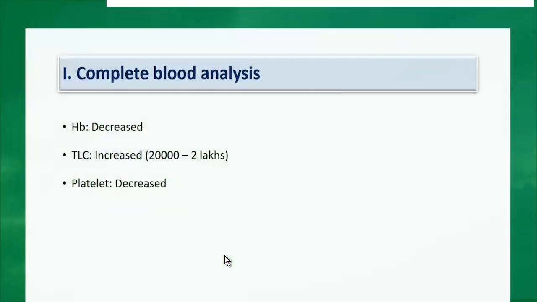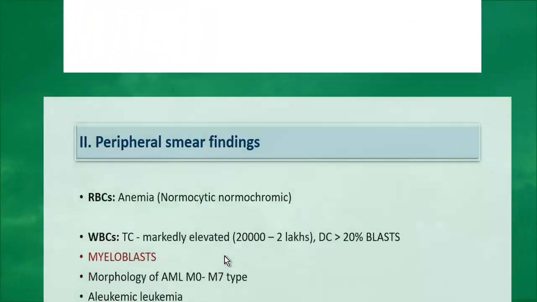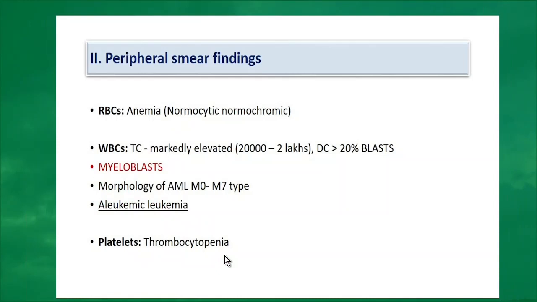Now in AML, CBC shows anemia and leukocytosis, thrombocytopenia. Almost all AMLs present like this only. Anemia and thrombocytopenia will be there. On peripheral smear, there will be normocytic anemia. WBCs will show more than 20% blasts, and they are myeloblasts.